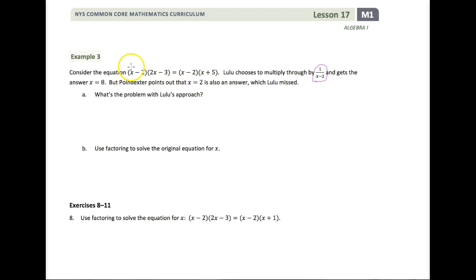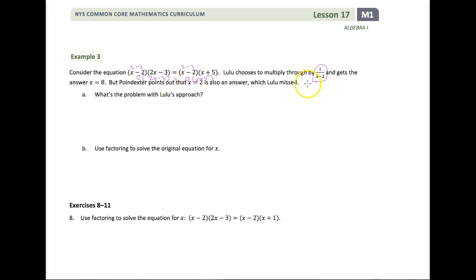And that's true. If we put in 2 minus 2 here, we get 0, and so this is 0 times whatever 2x minus 3 is. And if we do it over here, 2 minus 2 again, we get 0 times whatever x plus 5 is. Poindexter is right, 2 would actually work.